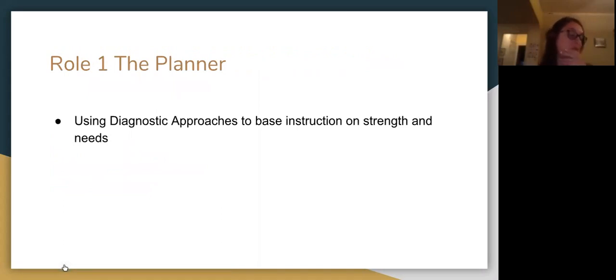So role 1 is using a diagnostic approach to base instruction on strengths and needs. So role 1 is helping teachers to make choices about instruction, trying to figure out through diagnostics what the children's needs are, what their strengths are, what their weaknesses are, and using that to tailor the program to them.